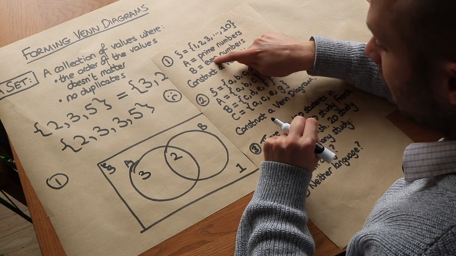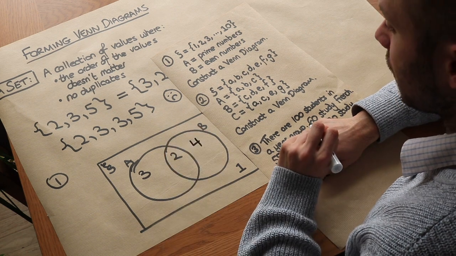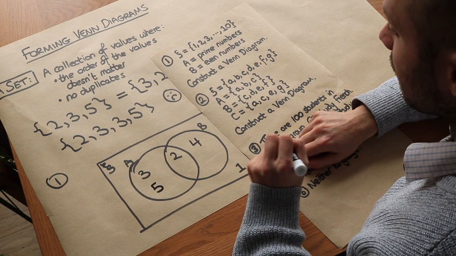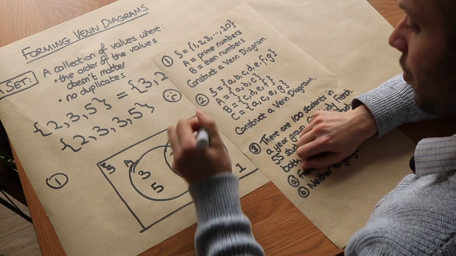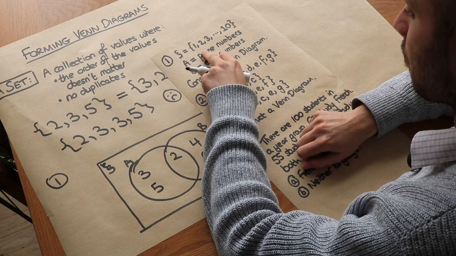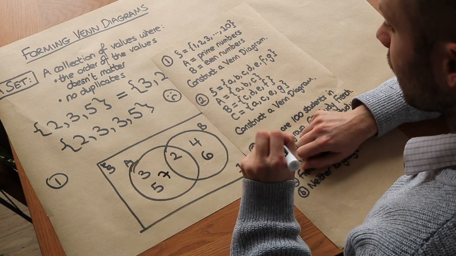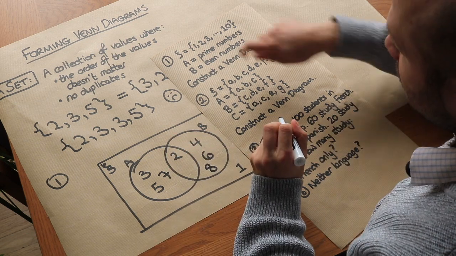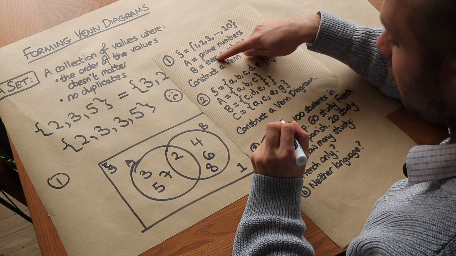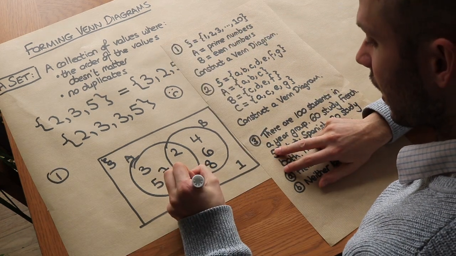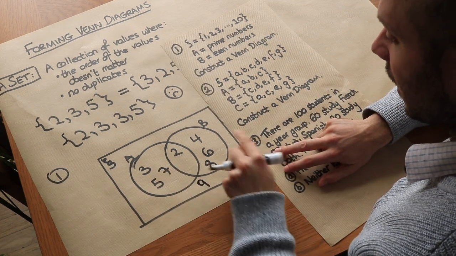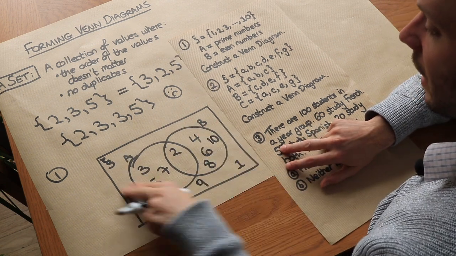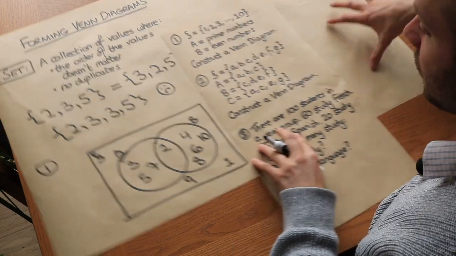4 is not prime, but it is even, so it appears in here. 5 is prime, but not even, so it appears here. 6 is even, but not prime, so it appears here. 7 is prime, but not even, so it appears here. 8 is even, but not prime, so it appears here. Now 9 is not prime, but it's not even either. So 9 is going to appear outside. And then finally 10 is even but not prime, so it's going to appear here. So we've now completed our Venn diagram.